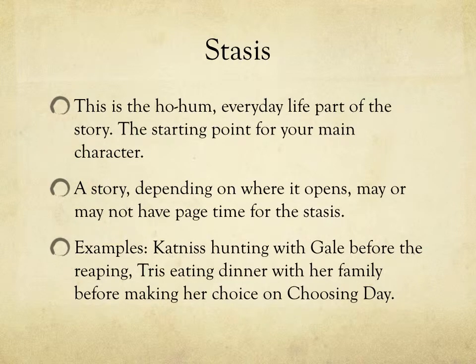So the first step is stasis, and this is the beginning of the story. This is your characters sitting around eating breakfast with the family before they go off to school. This is just your ho-hum everyday life. Examples of stasis in popular works are Katniss hunting with Gale before the reaping, on the reaping day, and Tris eating dinner with her family the night before choosing day, where we get to see these characters, this is their lives as we come in. It's usually not very exciting. Just kind of this average Joe life.